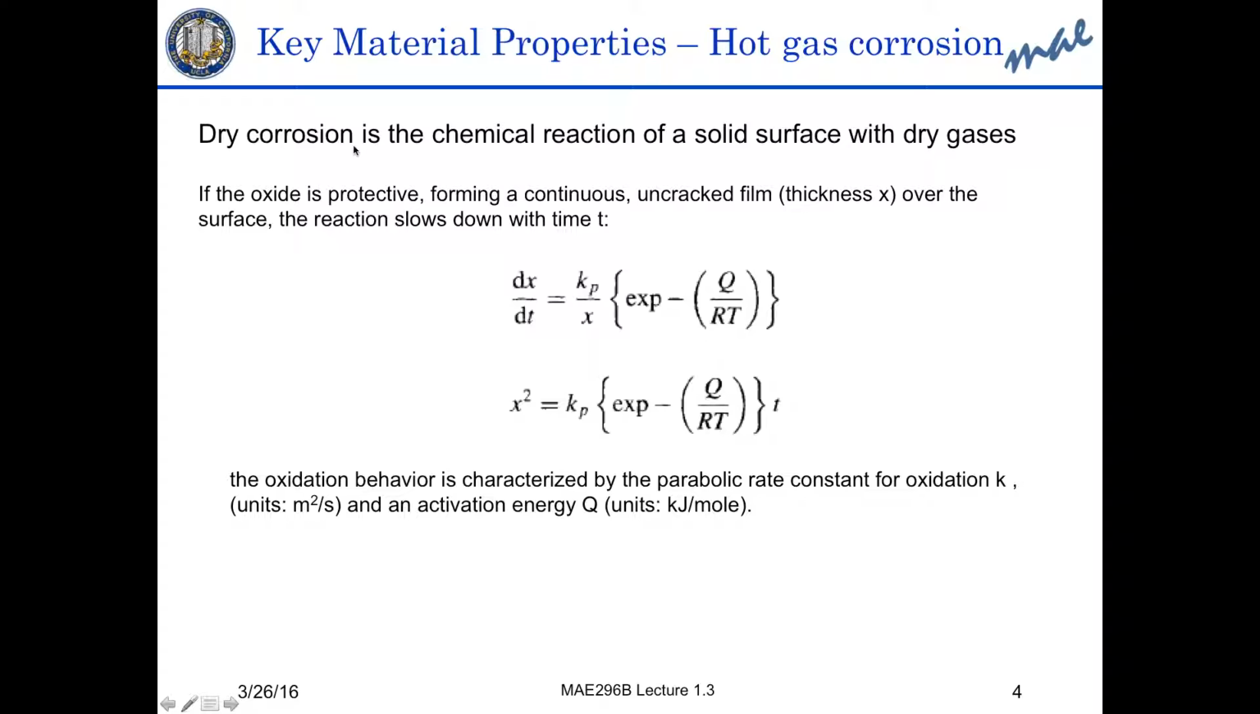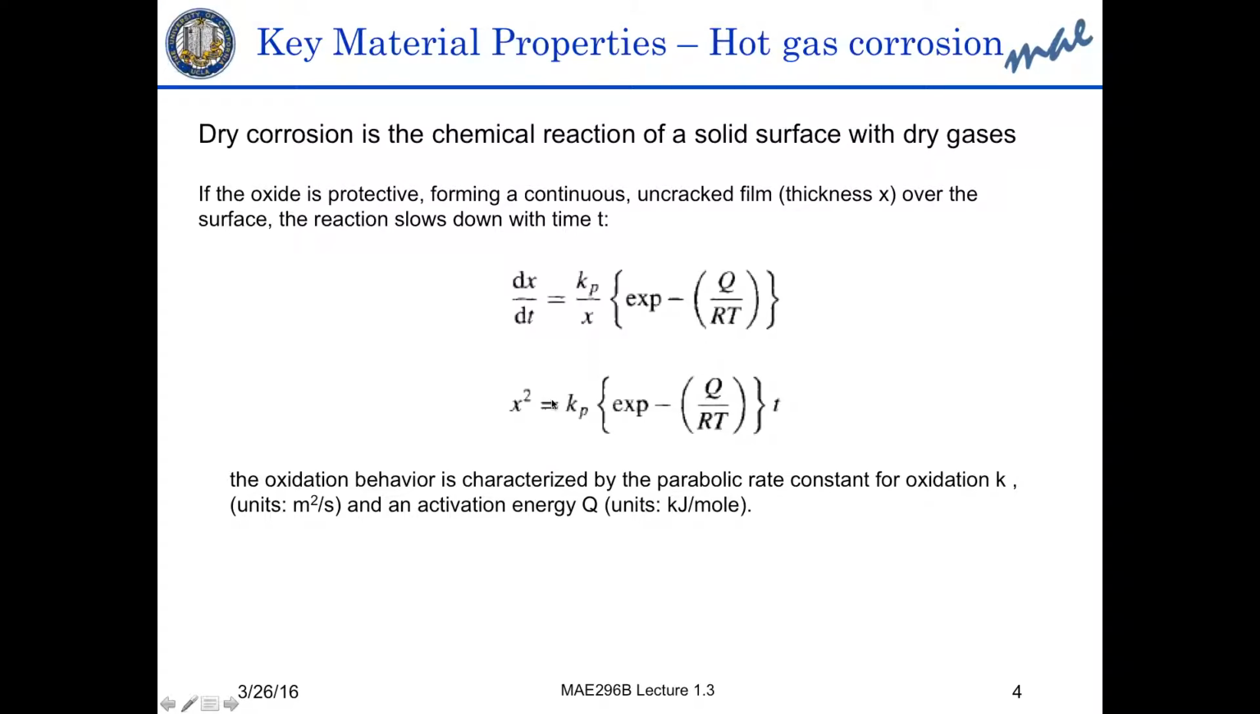The next key property is dry corrosion, which is a chemical reaction of the solid surface with dry gases. And as I mentioned, this is important for the interaction between the gases or the coolants, either the gases that generate the heat, as in the combustion chamber itself, or the coolant on the other side that cools the surface. So the material is like a sandwich. From one side, we get combustion or energy source. From the other side, we get a coolant. And the coolant and the combustion, both of them can be either gases or liquids. So in this case, we can have corrosion.